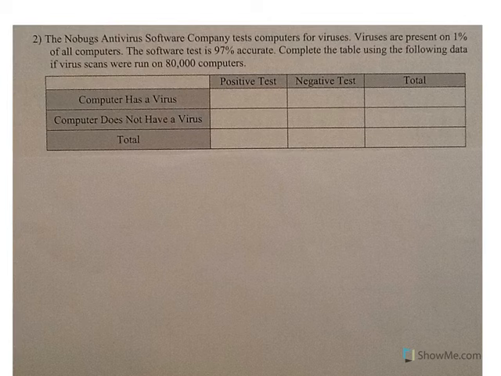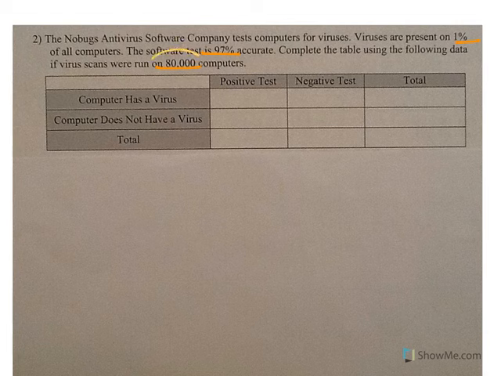The NoBugs antivirus software company tests computers for viruses. Viruses are present on 1% of all computers. This software is 97% accurate. 1%, that's important. Let's complete this table pretending we're starting with 80,000.